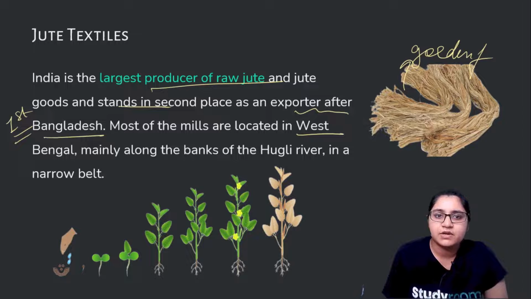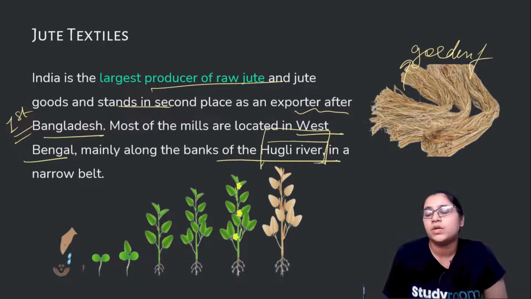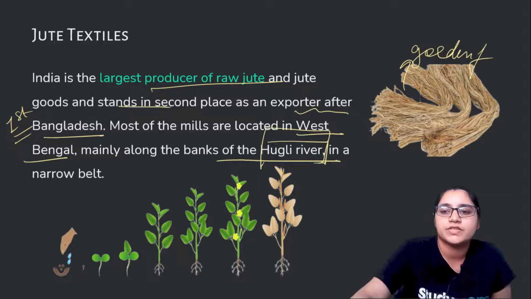Most of the mills are located in West Bengal, mainly along the banks of the Hooghly River. You know, the Hooghly is a very famous river of West Bengal, in a narrow belt.